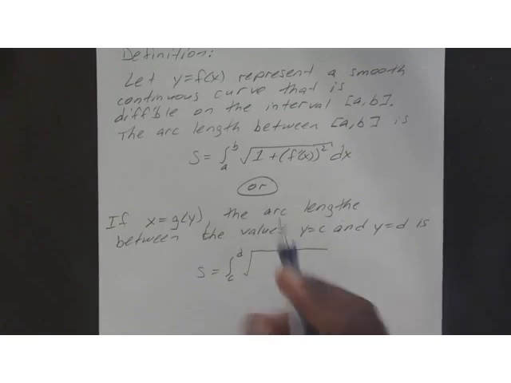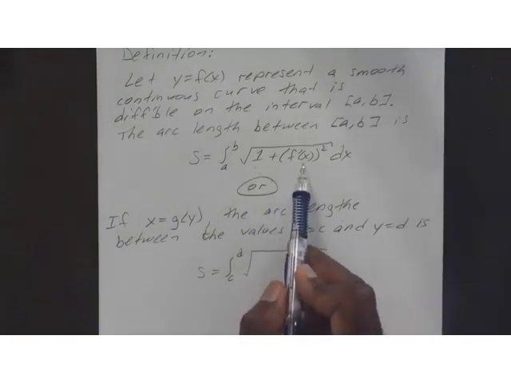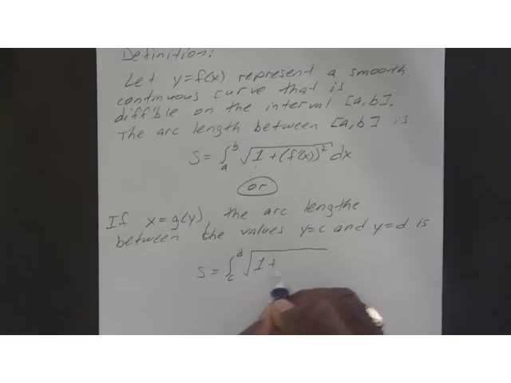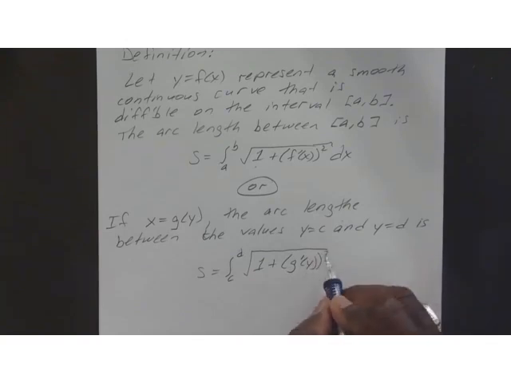And instead of the square root of 1 plus the derivative of f squared, it's going to be 1 plus the derivative of g with respect to y squared.